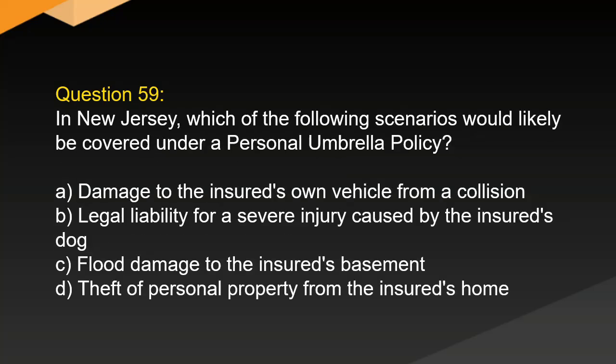Question 59. In New Jersey, which of the following scenarios would likely be covered under a personal umbrella policy? A. Damage to the insured's own vehicle from a collision. B. Legal liability for a severe injury caused by the insured's dog. C. Flood damage to the insured's basement. D. Theft of personal property from the insured's home.